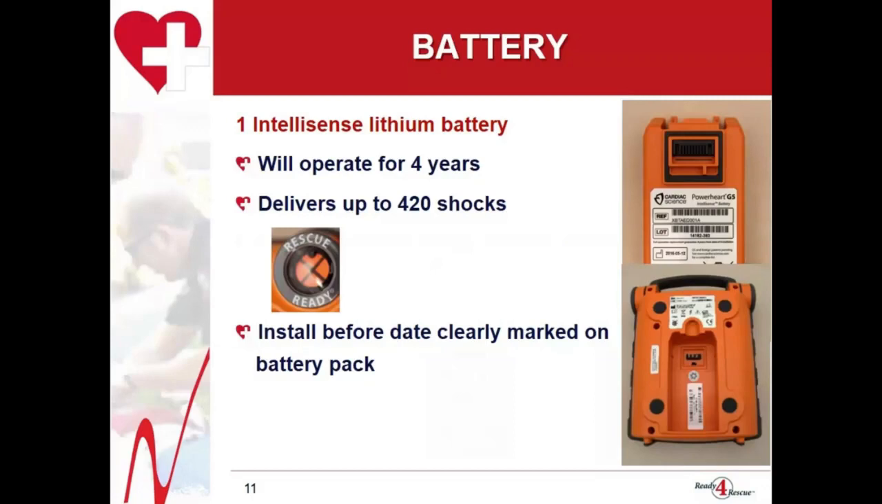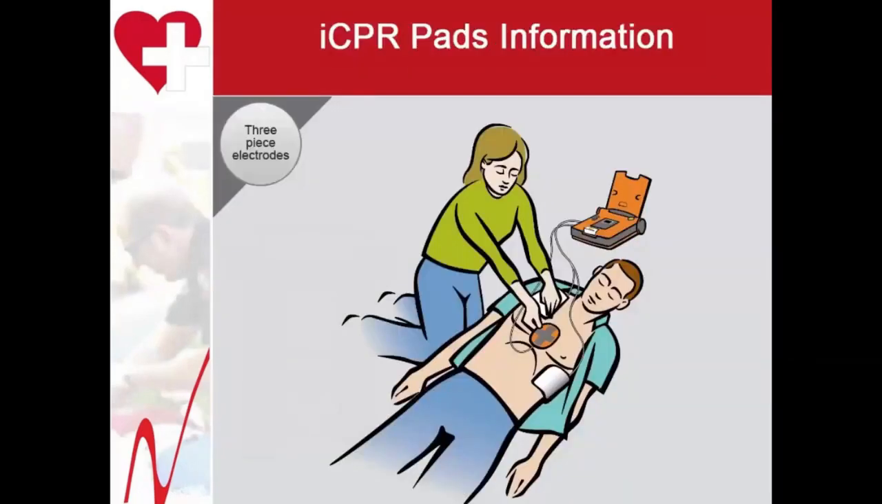The iCPR defibrillation pads used by the G5 AEDs are unique as they are 3-piece electrodes. 2 electrodes can be placed in either position on the casualty's chest, and the iCPR device, which is a sensor that provides information about the depth, rate, speed, and chest recoil during CPR, is placed in the center of the chest when directed to do so.